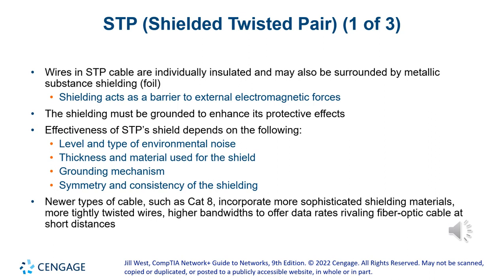So the STP will have a shield. That shield is a foil or a braid, either way, that will prevent those electromagnetic forces coming in there. Sometimes that shield is grounded to protect the equipment, and you will see, because the RJ45 jack will have like a metal shield on it to make sure that foil is connected to ground.